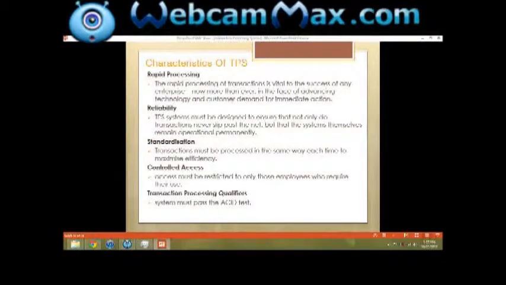Every TPS is vital to the success of the enterprise because with this technology, the customer demands and trends would be predicted by the enterprise or the company, and they will be able to take immediate action on the said issues encountered. Second, reliability. These TPS systems must be accessible and operational 24/7, and each transaction must never slip past this TPS. Standardization. Each transaction must be processed the same way, with a standard algorithm, so that they can maximize efficiency.